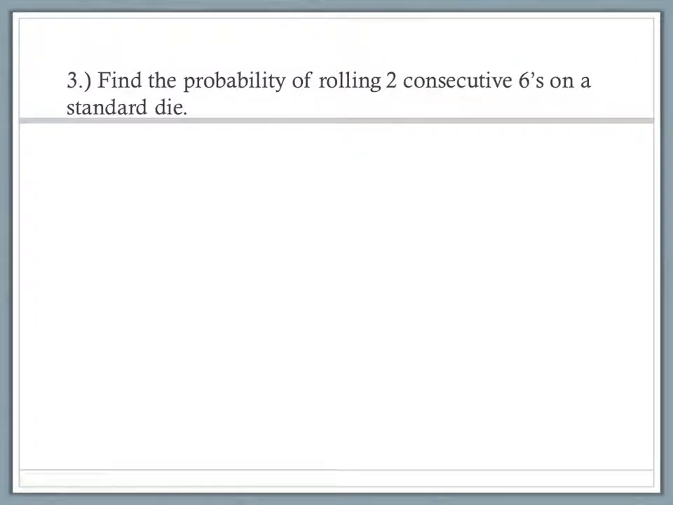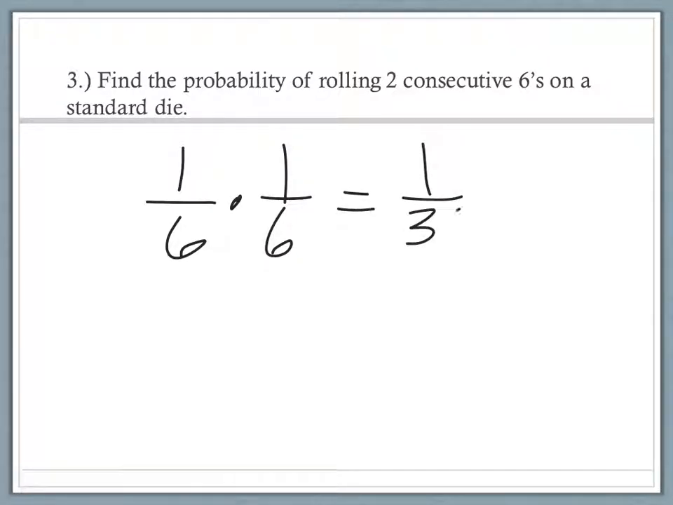Now let's find the probability of rolling 2 consecutive 6s on a die. There's only 1 six on a die out of 6, and I want 2 consecutive. Consecutive means and. We want one and then another, so we're going to do another 1 out of 6. So that's 1 over 6 times 6, which is 36. So 1/36, if you want the decimal, or you can keep it like that since it's reduced, is 0.028.